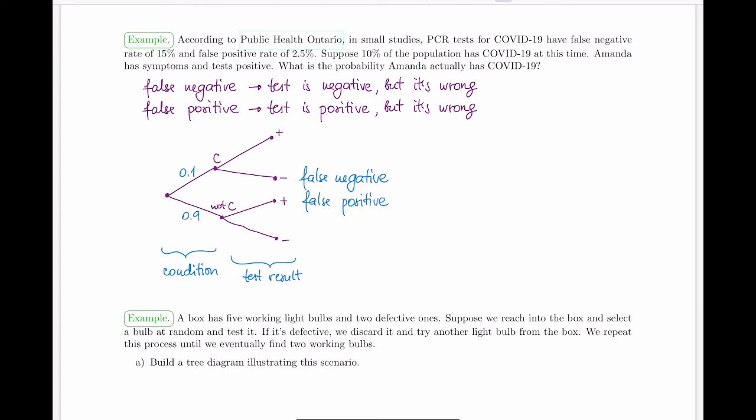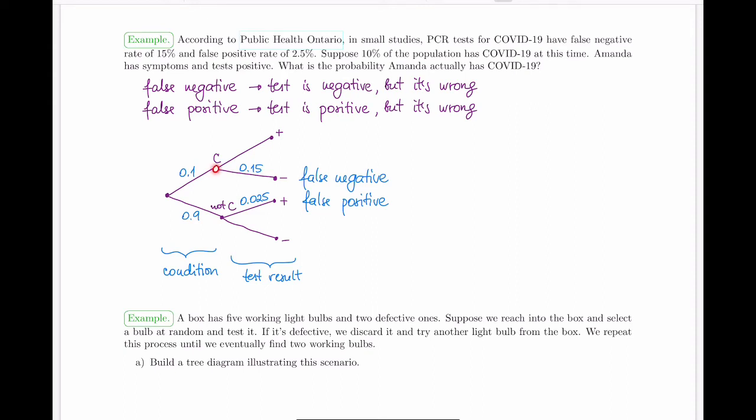Now, the good news is that we can actually label both of those branches now. So the false negative rate is 15%, which means that this branch will be labeled with 15%. And the false positive rate is 2.5%, which means that this branch now has to correspond to 2.5%. Now, you notice that I don't actually have labels for the other two branches yet. And that is something that we can fill out by using the structure of the tree.